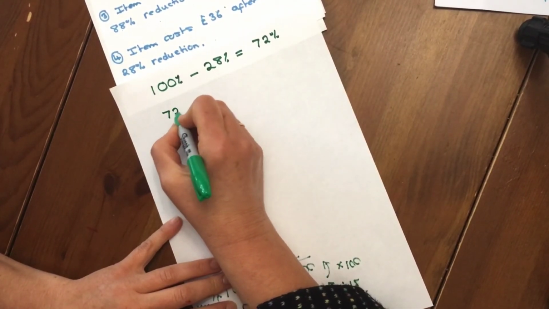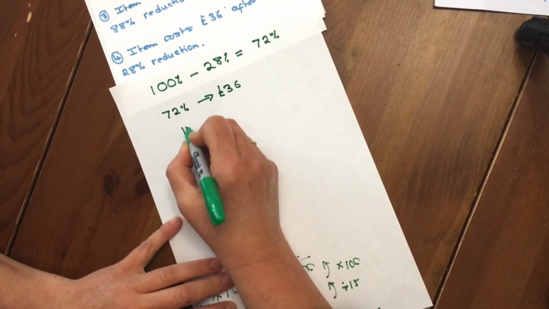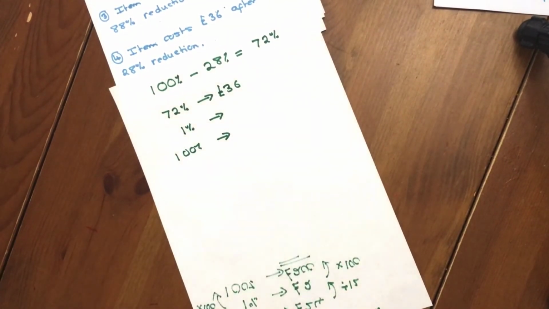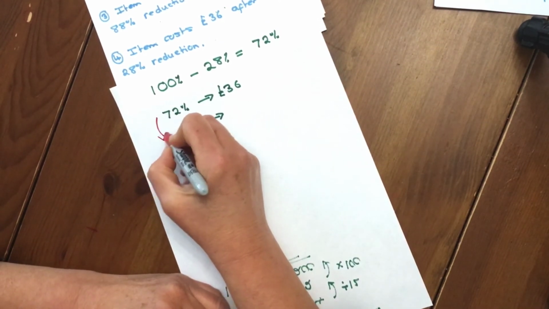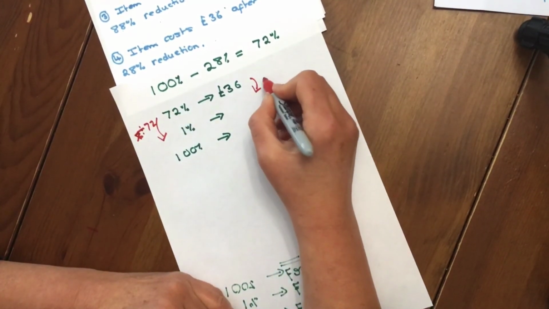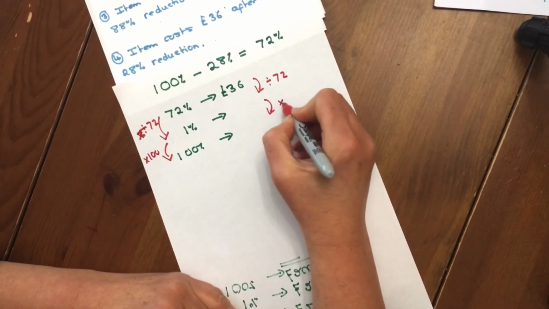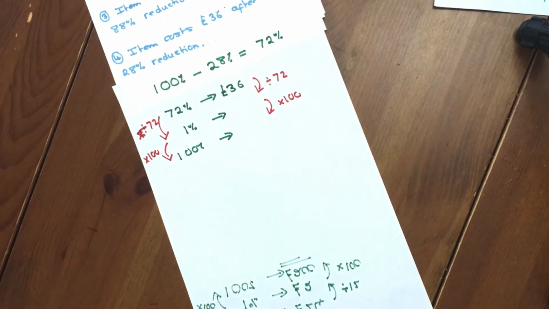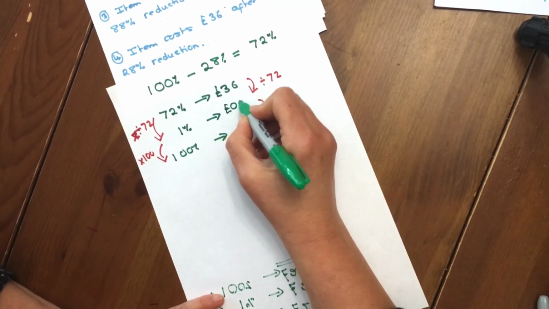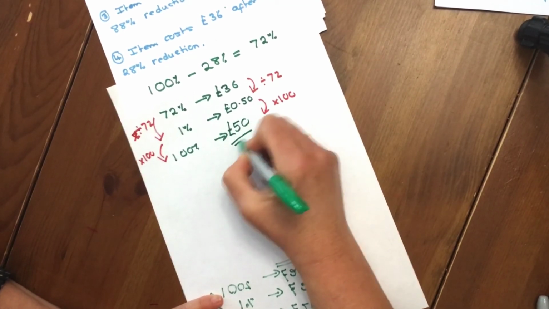So 72% is equal to £36. I'm going to find 1%, I'm going to find 100%. Right, we know the drill here. Divide by 72, divide by 72, times by 100, times by 100. So divide by 72, I'm going to get 50 pennies, or £0.50, and then my answer would be £50 when I times by 100.